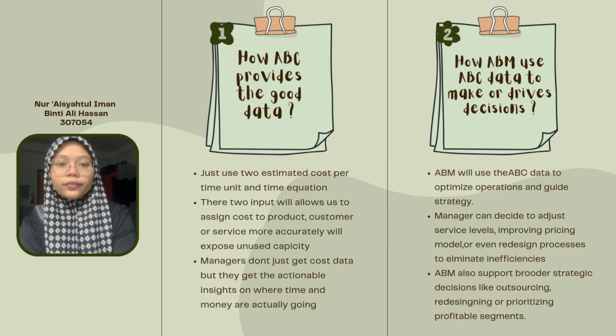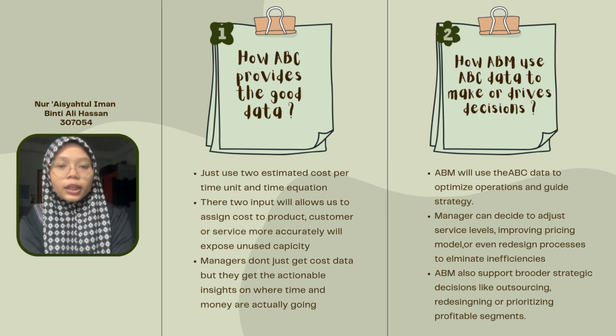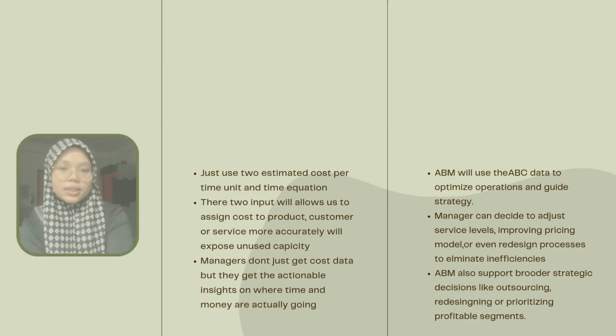So, the conclusion: activity-based costing (ABC) will provide the company with accurate and detailed cost data. Instead of relying on assumptions or broad averages, it uses the real-time estimate and time equation to reflect how resources are actually consumed. This clear visibility into cost is powerful, but it's only the beginning. When we apply activity-based management (ABM), we move beyond just knowing the cost. We begin questioning, analyzing, and improving some parts of the production. ABM helps us make decisions from the ABC data, like how to allocate resources, which customers need to be prioritized, or where we can eliminate the waste.